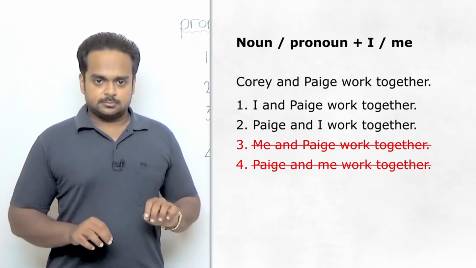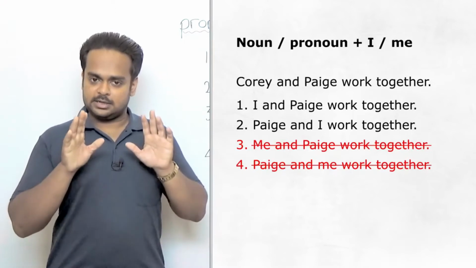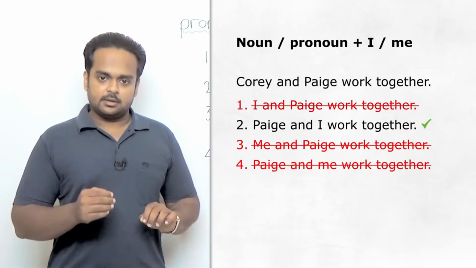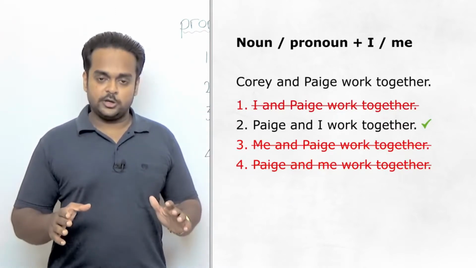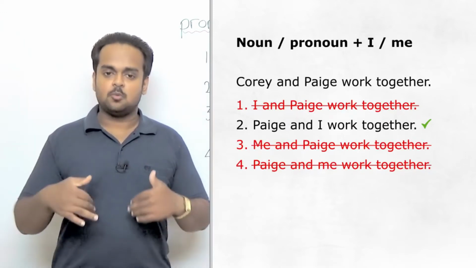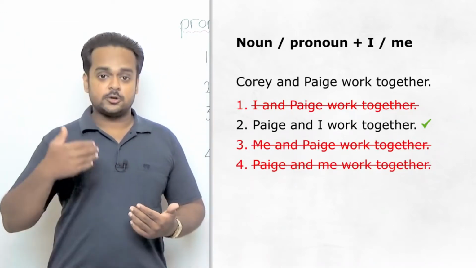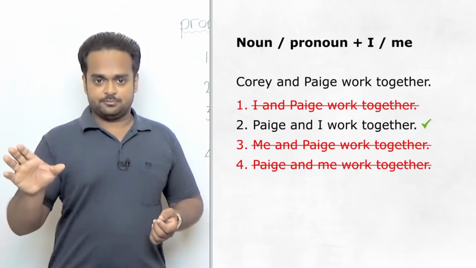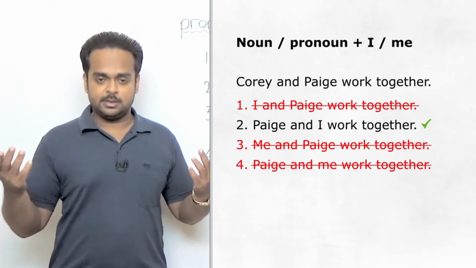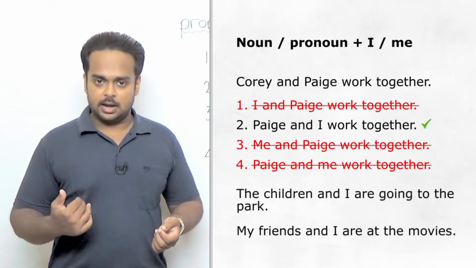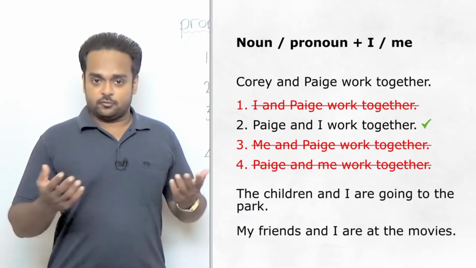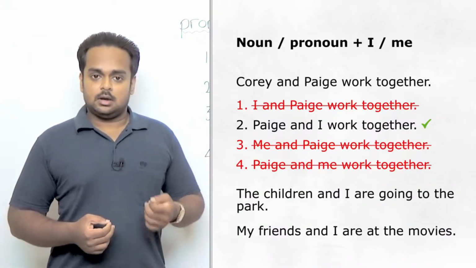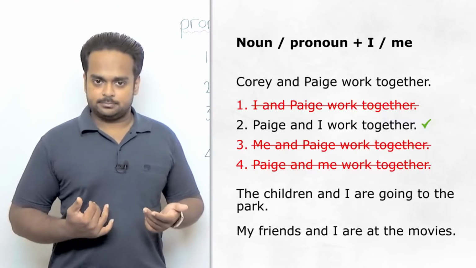Between the first two options, the first option is grammatically correct, but the best way to say this is Paige and I work together. That is because when you put the other person first, it's more respectful, and in English it's considered more polite. So Paige and I work together is the best way. Now, instead of Paige, you could use any noun. It could even be a plural, like the children and I are going to the park, or my friends and I are at the movies. It could even be another pronoun, like you and I.